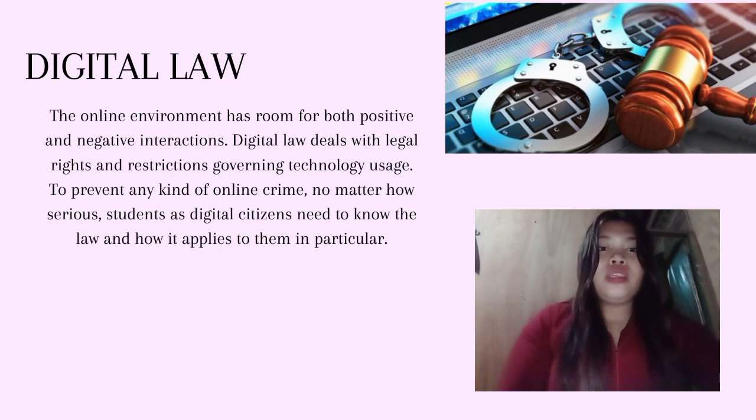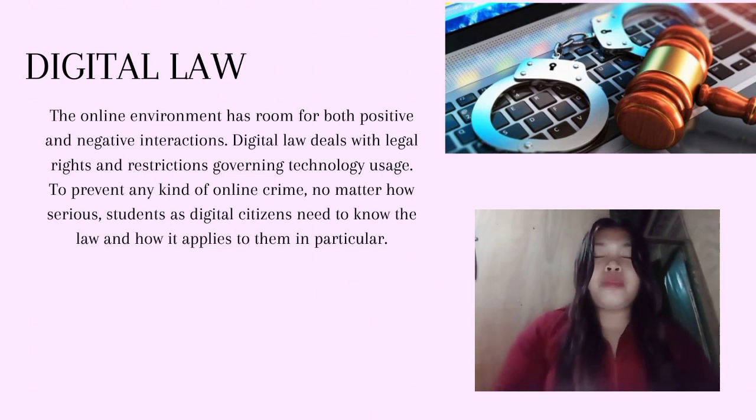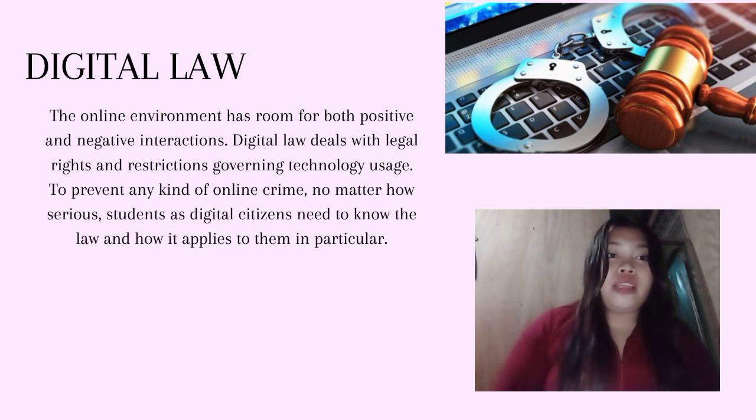Digital law. The online environment has room for both positive and negative interaction. Digital laws are legal rights and restrictions governing technology usage to prevent any kind of online crime, no matter how serious. Students as digital citizens need to know the law and how it applies to them in particular. So, the legal rights and restrictions governing technology use.